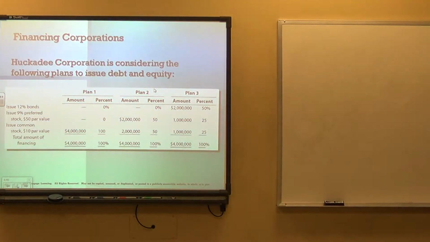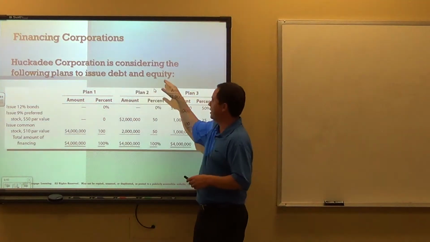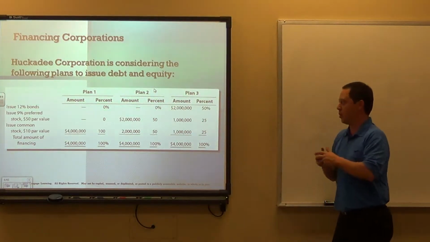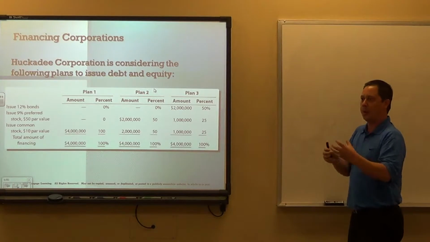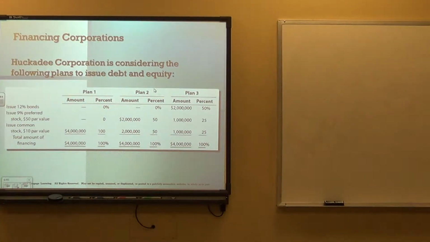So here, it's considering the following plans to issue debt and equity. They have different plans, and this is what we're looking at as a company. How do we want to raise capital? Because we need money to be able to expand our business. So we're looking at different options here. They have 3 plans. First plan is straight stock. We're just going to issue a bunch of stock. That's what we'll do, sell part of our company.